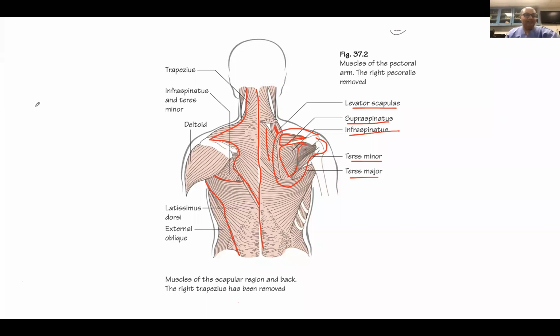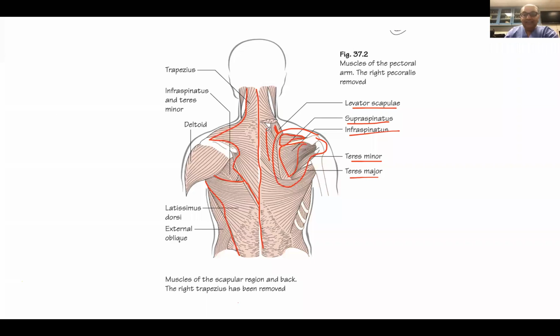You can call it anything. Intrinsic muscle, you will not say rotator cuff. You may, because most of them fall in that category. They are basically localized to the scapula, and they are working in a small circuit. They are not coming from the other side.